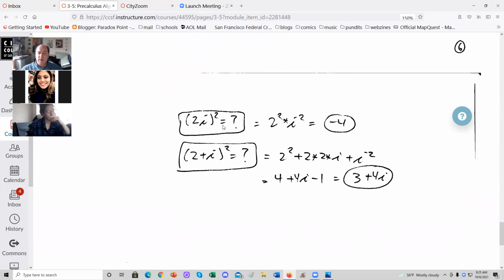Here I have the cute one. Same problem in 2 different ways. Here's the square of 2 times i, and here's the square of 2 plus i. What are they? Okay, the square of 2 times i, you distribute the square like you do with real numbers. 2 squared times i squared. i squared is negative. 2 squared is 4, so a negative 4. 2 plus i squared, well, okay, the square of a sum is square plus twice product plus square. So 2 squared plus twice 2 times i plus i squared. So it's 4 plus 4i minus 1, or 3 plus 4i.